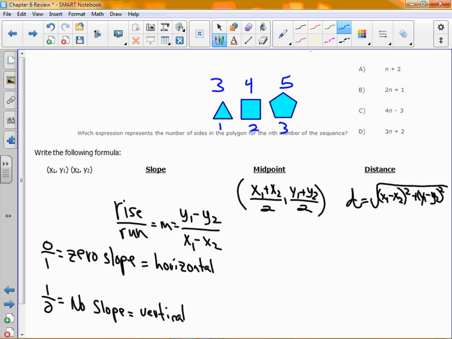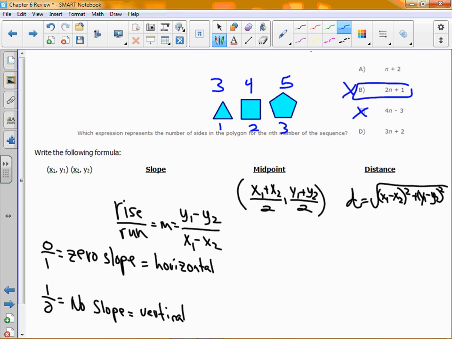Okay, B. 2 times 1 is 2 plus 1 is 3. 2 times 2 is 4 plus 1 is 5. B doesn't give me that. That doesn't work. 2 times 3 is 6 plus 1 is 7. It can't be B. If I plug in a 1, 4 times 1 is 4 minus 3 is 1. It can't be this one. Can't be C either. Guys, again, it works.